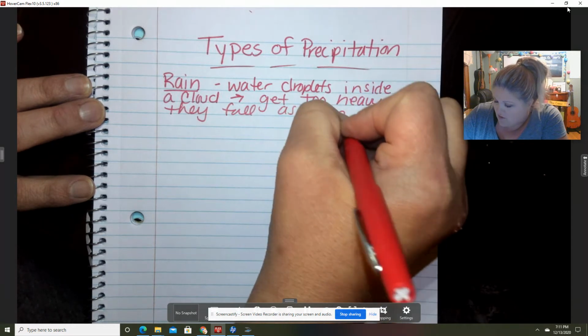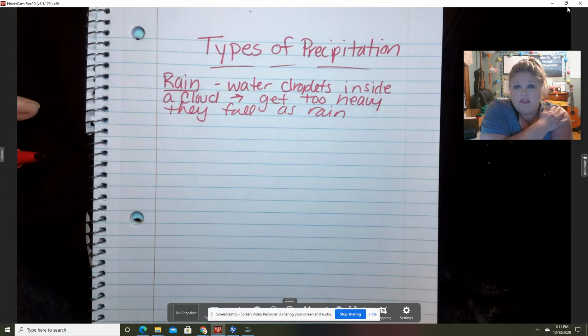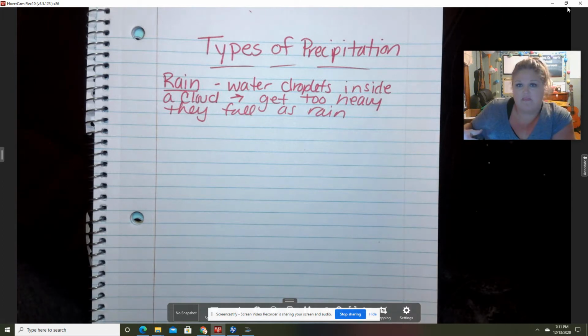And that is actually why you see a cloud get dark sometimes. It's because it's full of rain, and it just hasn't fallen yet.